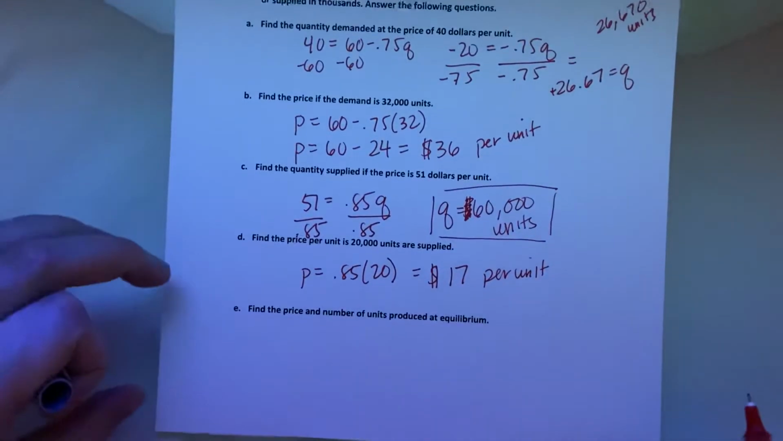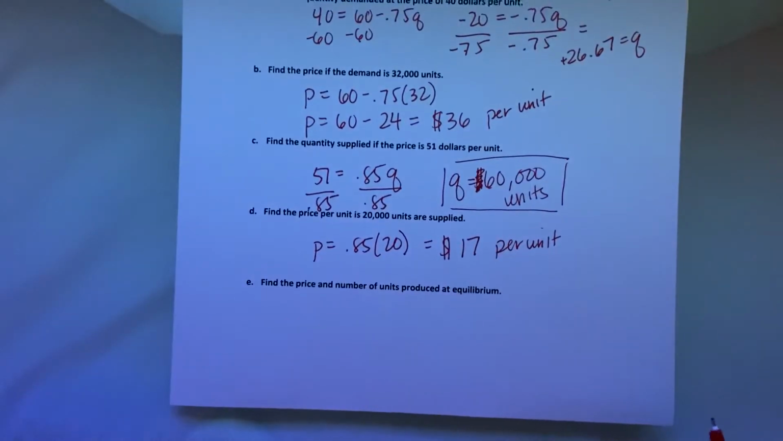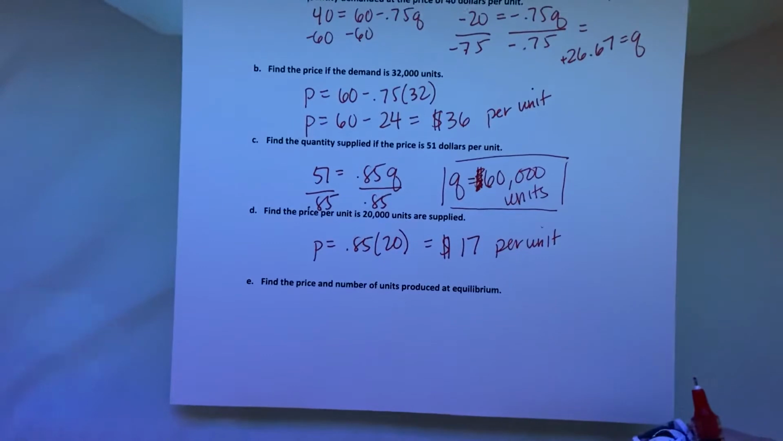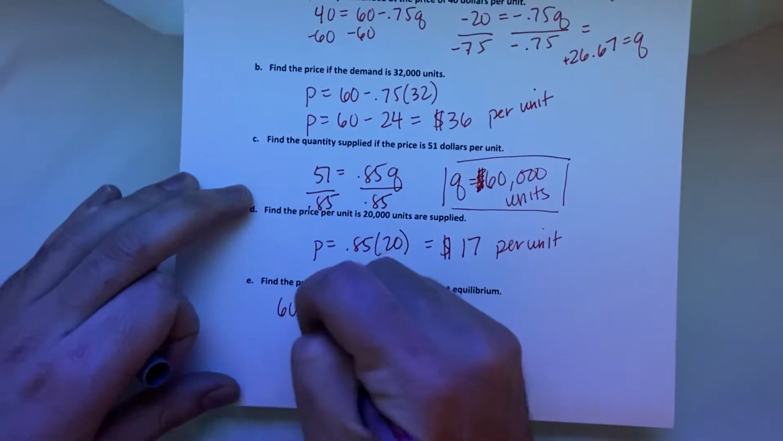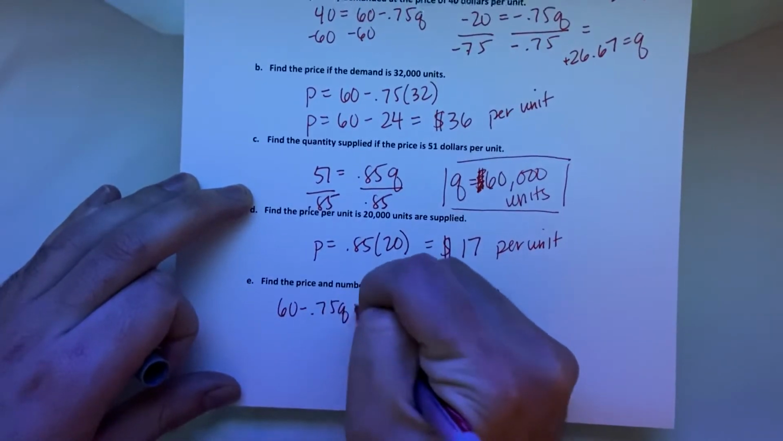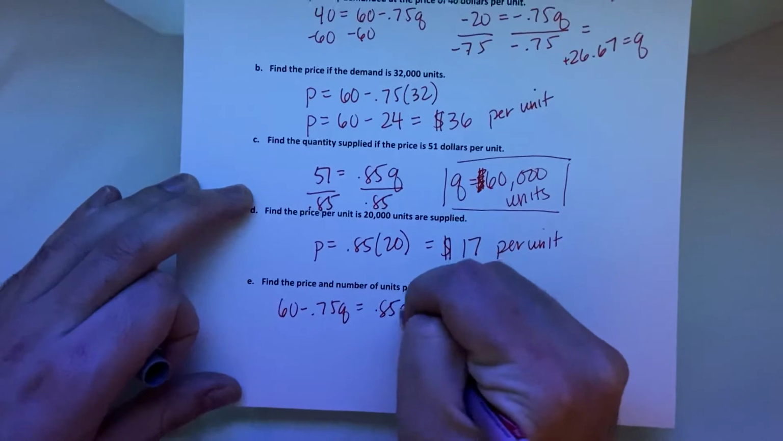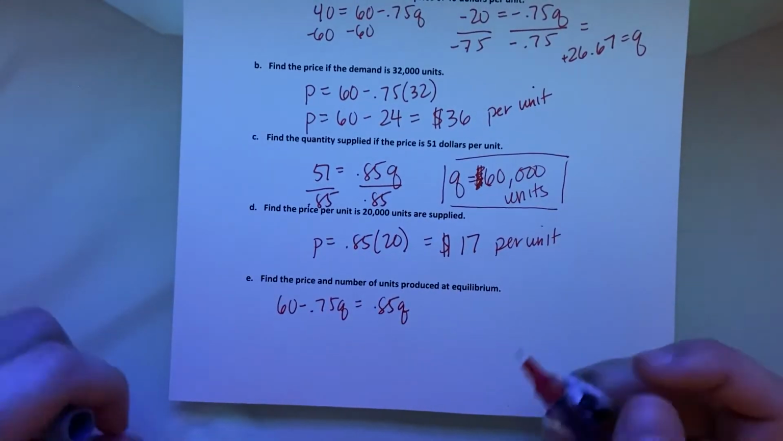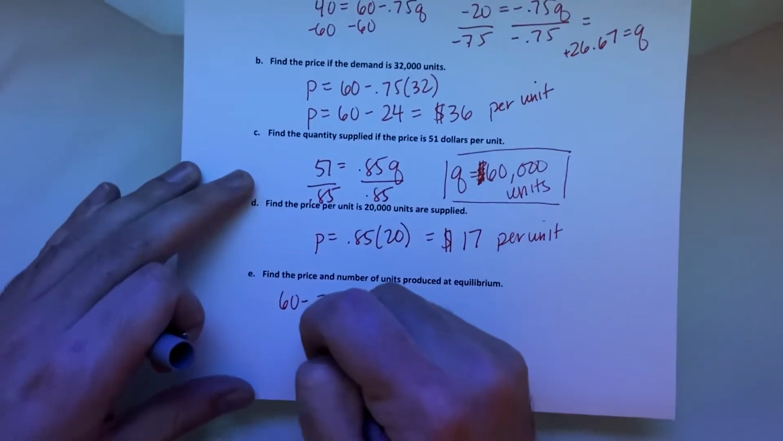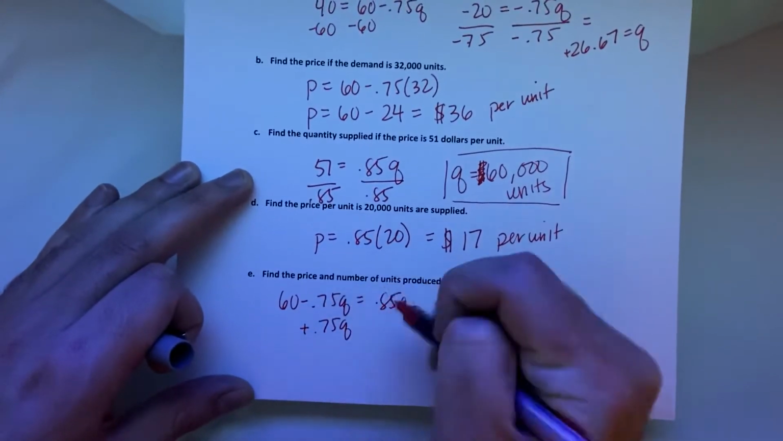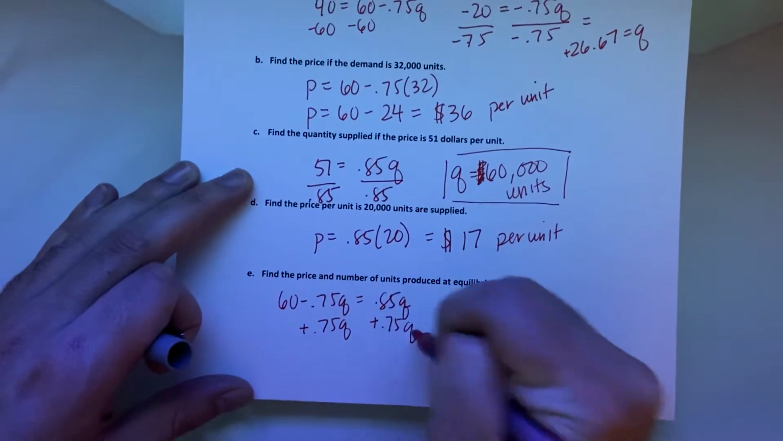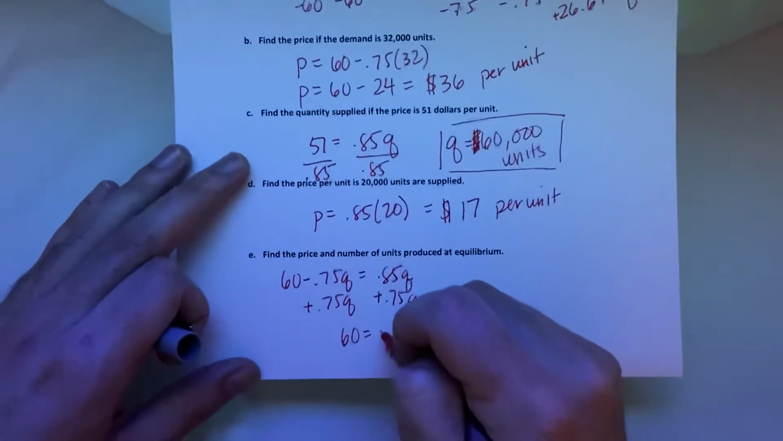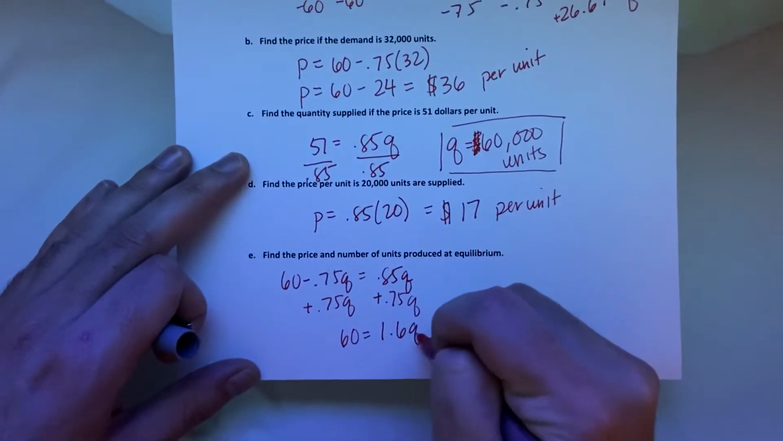Now it says find the price and number of units produced at equilibrium. Okay, and price at equilibrium is when the demand and supply are the same. So we can set our two equations equal to each other. $60 minus 0.75 Q equals 0.85 Q. Add the 0.75 Q to the other side. We get 60 equals 1.6 Q.